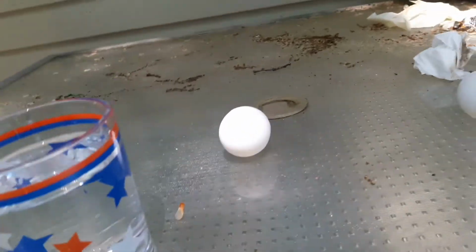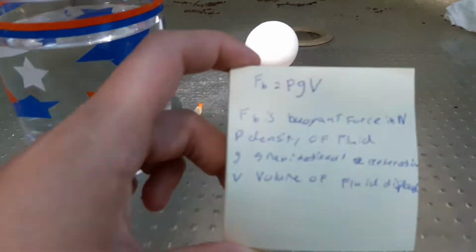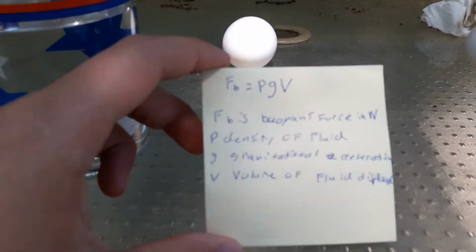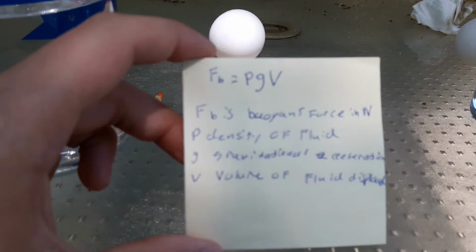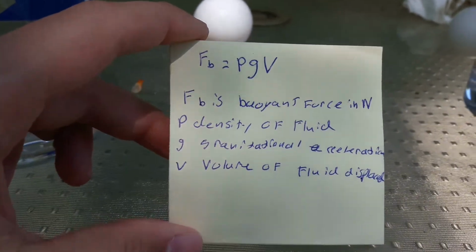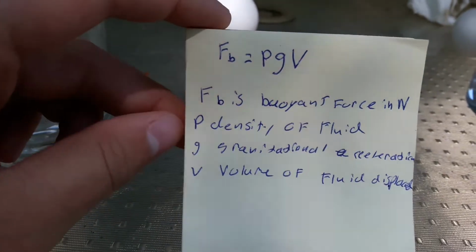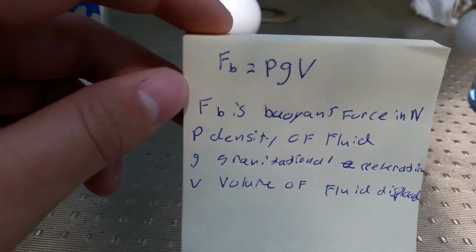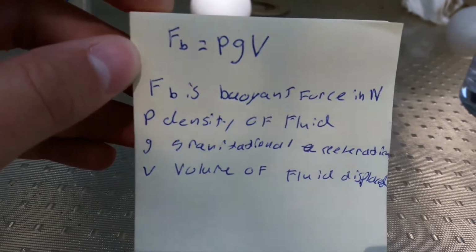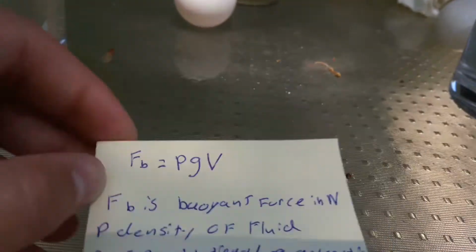Well, let's go take a look at the equation for buoyancy. FB equals PGV. Okay, what does that all mean? FB is the buoyant force in newtons. Makes sense. P is the density of the fluid. G is the gravitational acceleration. What? That can't be right. We just disproved gravity. And V is volume of displaced fluid.